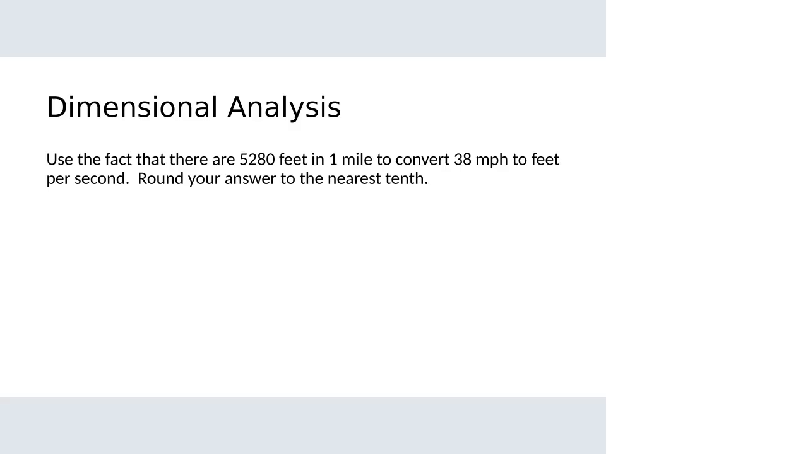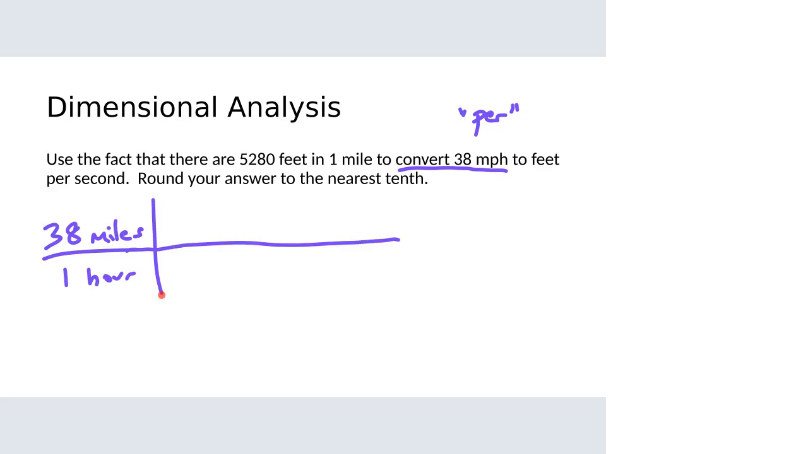All right, well, it says convert 38 miles per hour. Wait a minute, I have this word "per" in here that I haven't seen before. That's going to increase our degree of difficulty here. When I have my 38 miles per hour, that's 38 miles per every 1 hour. And what's different about this problem from the others is I have something in the denominator when I start.